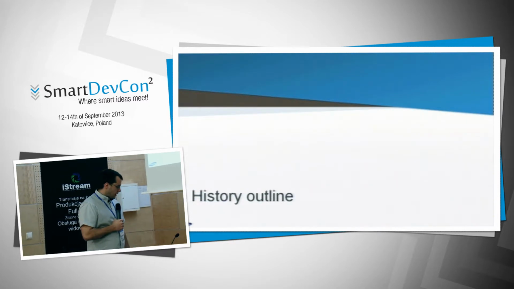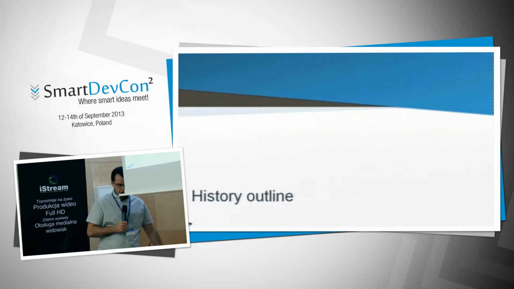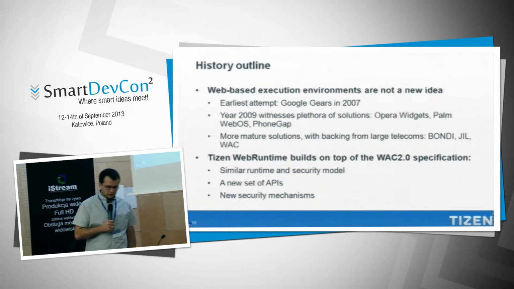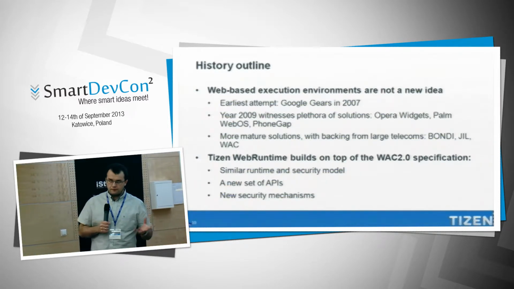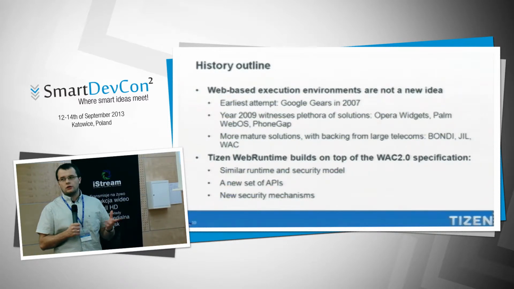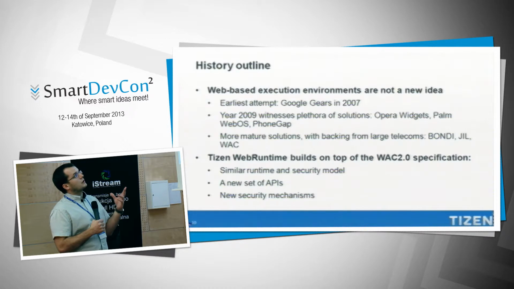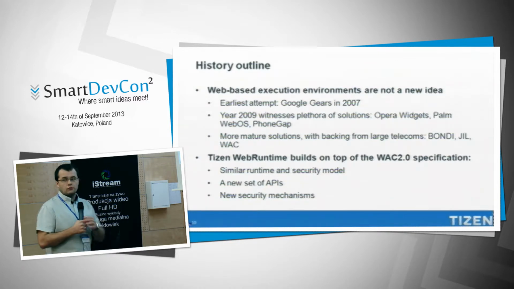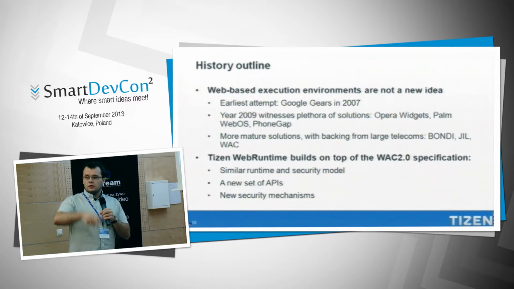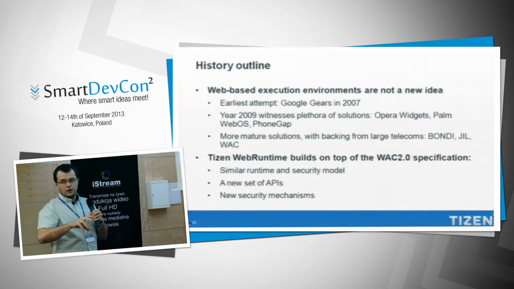Now, a brief history outline. What I would like to say with these slides is that the idea of Web Runtime is not a new one. It's already been there for a couple of years at least. So the earliest attempt that I remember is Google Gears in 2007. I don't know if you remember, there was like a sidebar on the desktop where all the applications were written in HTML and JavaScript.